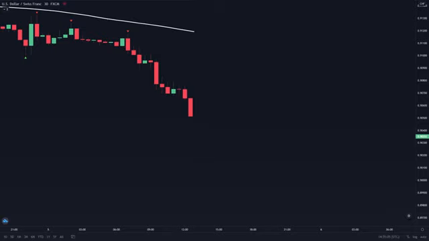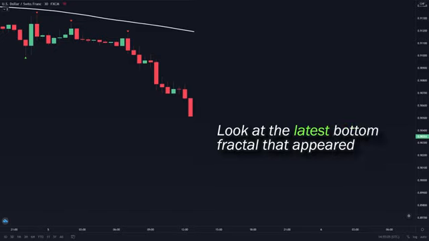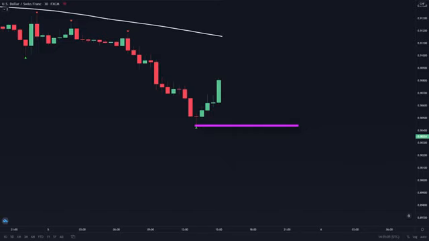It's the same for sell positions as well. Let's say that the price is below the 200 EMA, meaning you only focus on the bottom fractal. So first, you want to look at the latest bottom fractal that appeared. Then, you wait for the closing price to break out below that bottom fractal. Once this happens, you take a sell position.